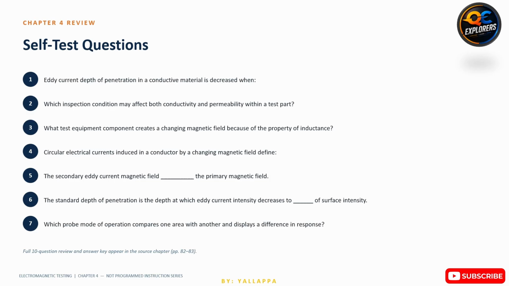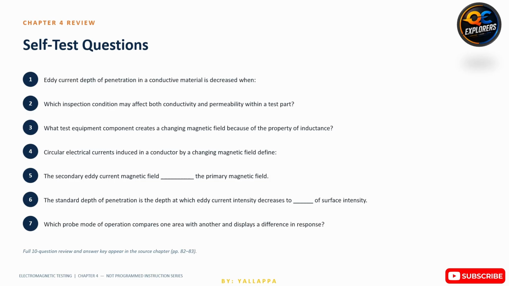The first question asks how the depth of penetration changes in a conductive material. Recall that increasing frequency, conductivity, or permeability all reduce penetration depth because of the skin effect. The second question asks which inspection condition may affect both conductivity and permeability. Think back to our discussion on material properties and how changes caused by service conditions can influence electromagnetic behavior.